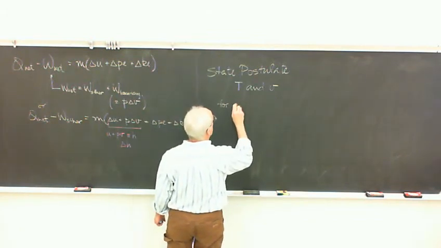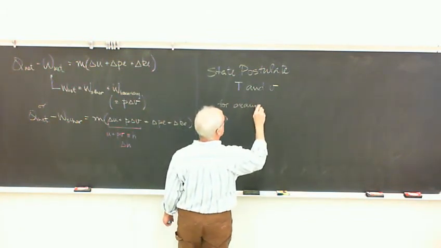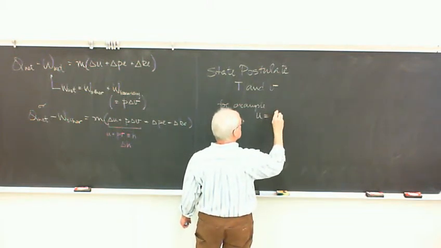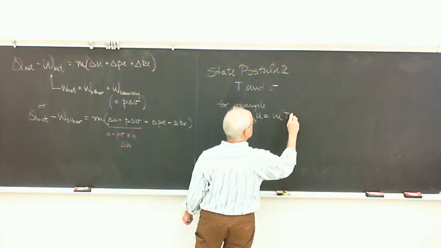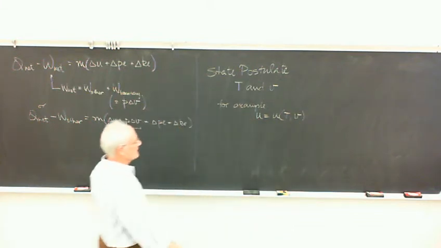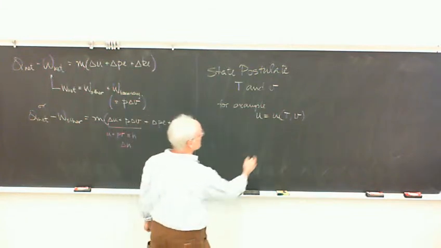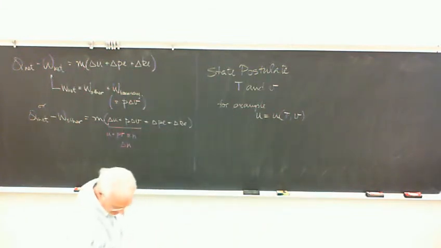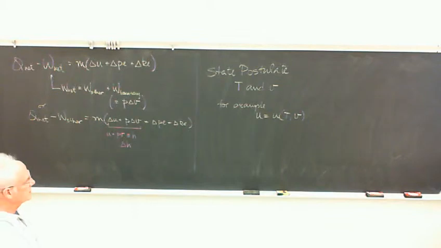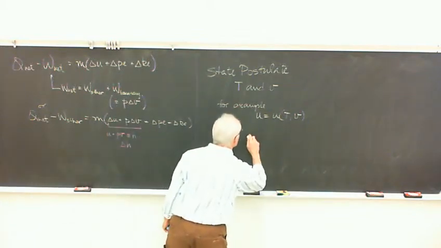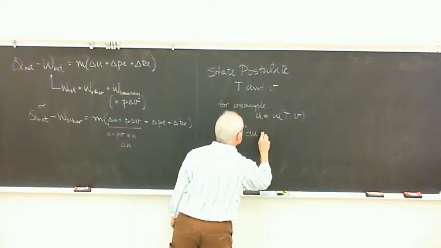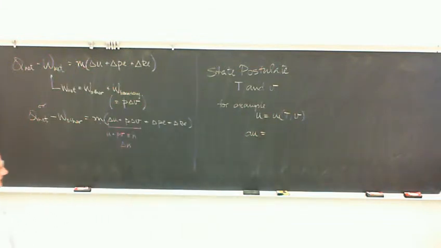For example, we could do U as a function of T and V. And in fact, that's basically a lot of what the tables are. It's just since T and P aren't independent under the dome, we can also do P as a function of V, but we'll do with that. So again, we're looking for that change in the internal energy.